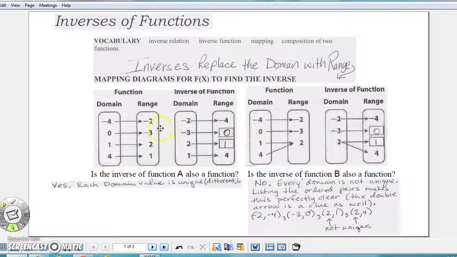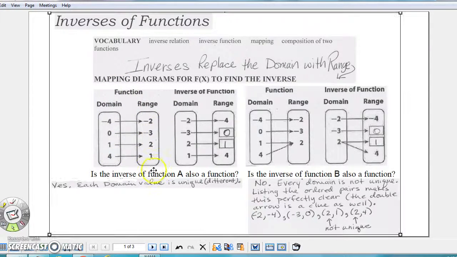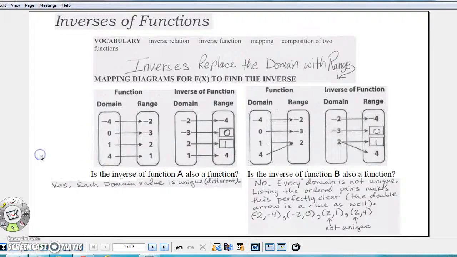So if you look at these maps, take this function. You take a look at your domain values. They are paired up with these range values. It's kind of like having ordered pairs. So (-2, -4) is an ordered pair. (0, -3), (1, 2), (4, 1). So those are ordered pairs. You can see them in the map.